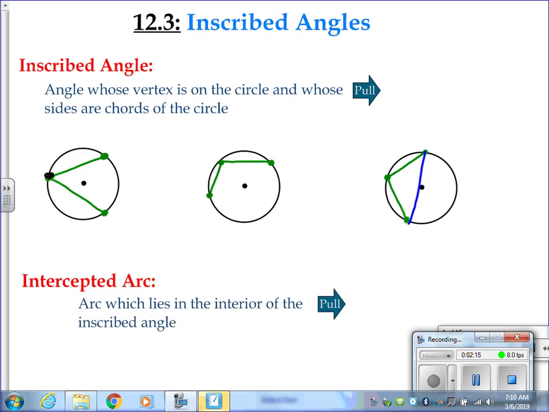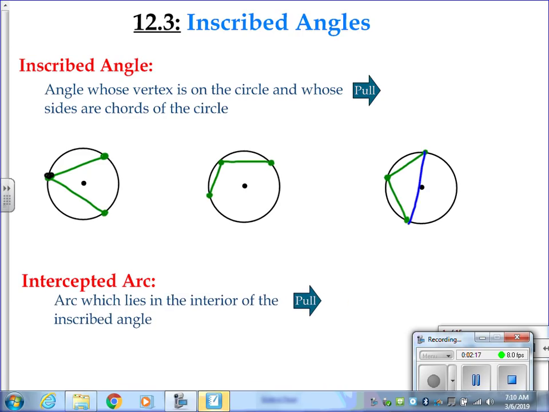So the intercepted arc is the arc which lies in the interior of the inscribed angle. So if we take a look at the first picture here, I have three arcs to look at, but I only want the one that's lying inside of the angle. So the arc that's lying inside of the angle is going to be that arc there. So it's basically which arc is the angle opening up towards. That is the only arc we're going to really talk about when it comes to inscribed angles.